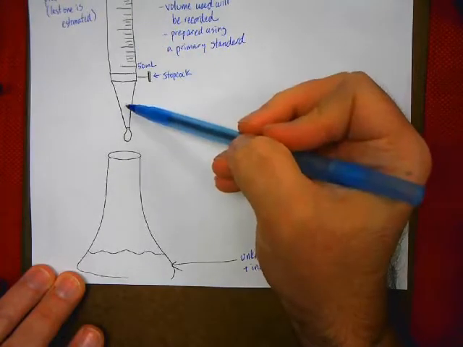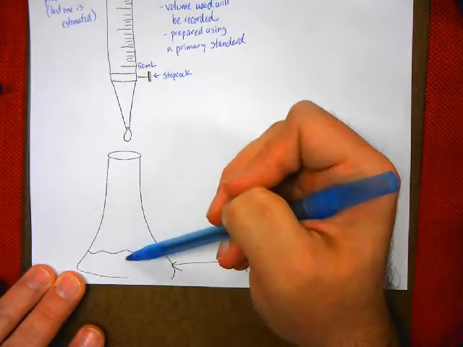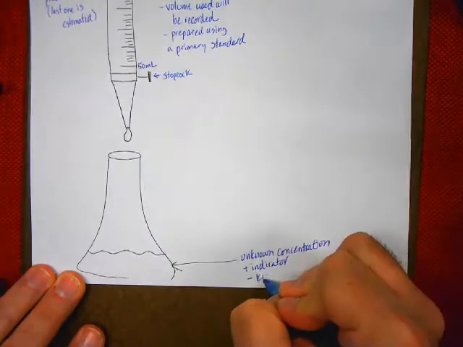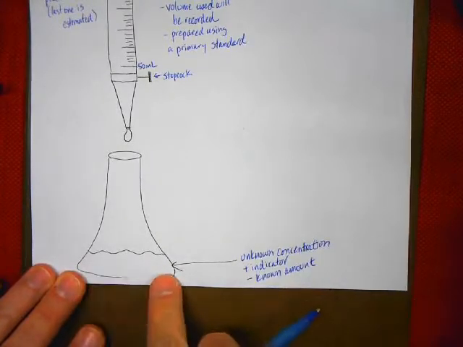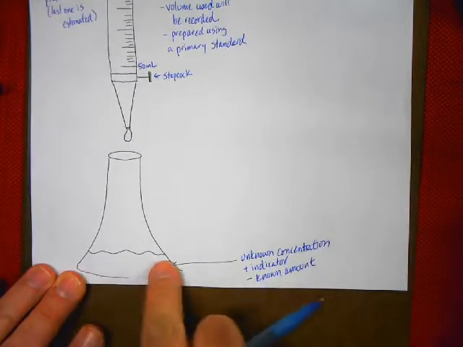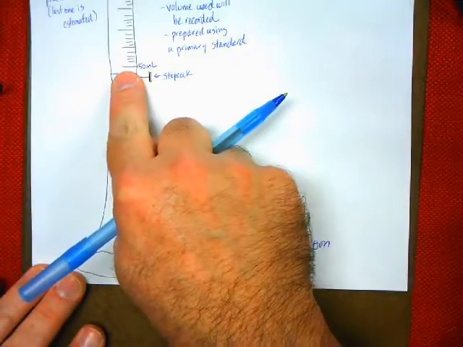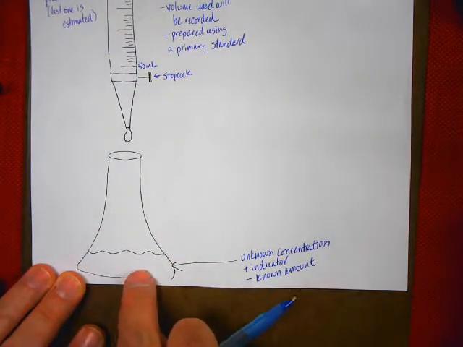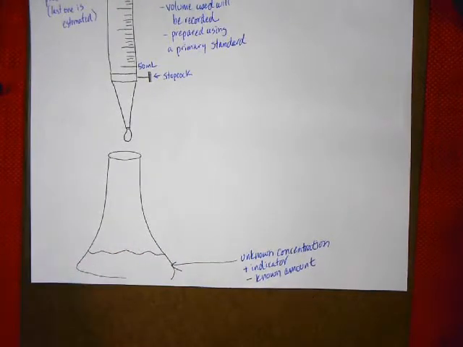So as we add this standardized solution into here, it's going to react with this solution until all of this is used up. And it's usually a known amount. So we're going to know the volume, or we're going to know how many grams was dissolved in here. So if we know the volume and the concentration up here, and we know the amount down here, we can figure out its concentration. Typically we use either grams or milliliters. So we have to carefully measure things with the titration.